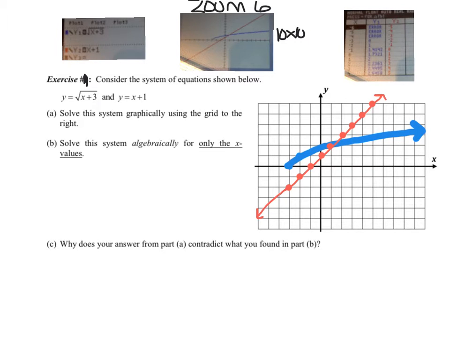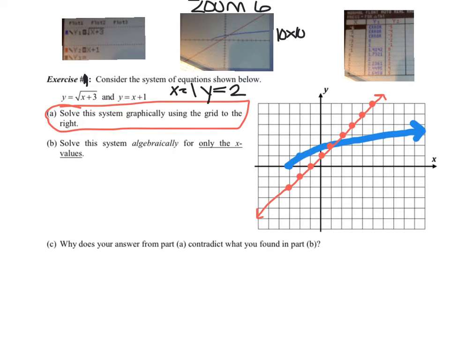So when it says solve this system, anytime you graph more than one function, your goal is to find where these two functions intersect. So I would say the solution of this system is x equals 1 and y equals 2. Okay, so now you can see that visually from this graph on the table. Notice at 1, 2, it's the same value for both y values.